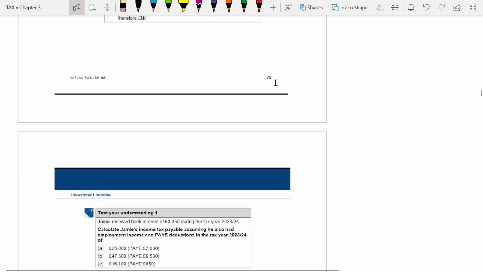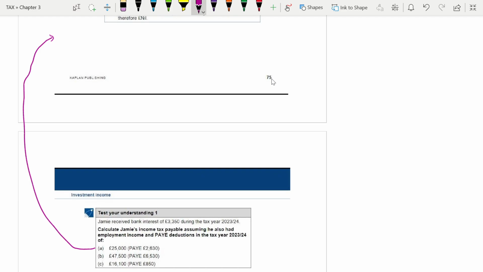Now I will take this and put it here so that it will be easy for us to understand. This is point number A, the income tax computation for 2023-24. Make three or four columns: particulars, non-savings income, savings income, and the total.